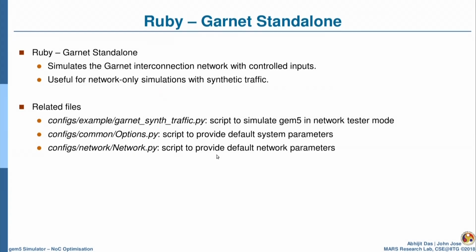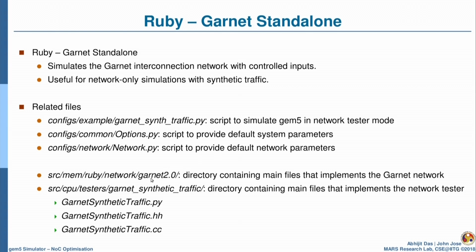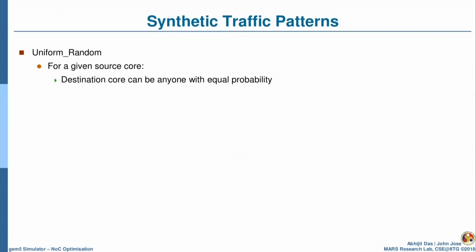Going back to the slides, the Ruby module has a directory called garnet 2.0, which contains the main files that implement the Garnet network, and cpu testers contains another directory called garnet_synthetic_traffic, which specifically contains the files that implement the network tester. Since there is no actual processor and memory interaction in network tester mode, we make use of some synthetic traffic patterns, and one of them is called uniform random, where for a given source core, the destination core can be anyone with equal probability.